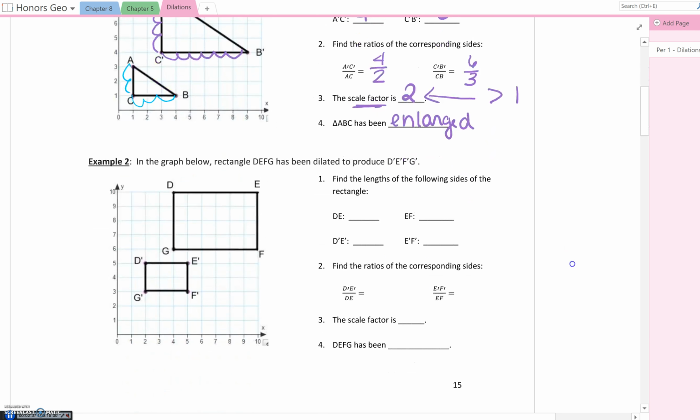Go ahead and try this one. I'm just going to write the answers in for you guys as you work. Okay, so you should have gotten that.